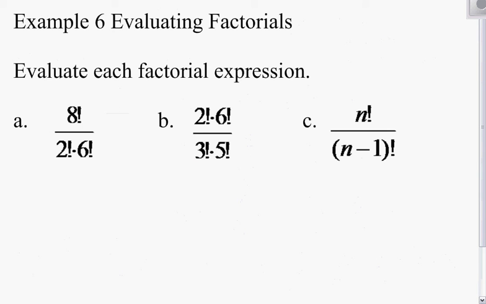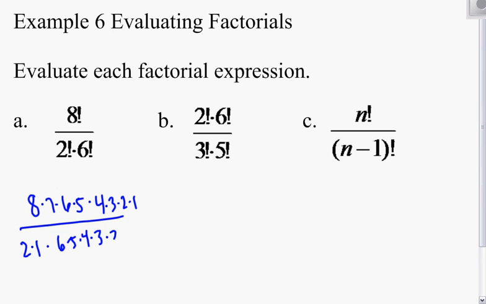Let's look at the next slide, evaluating factorials. Evaluate each factorial expression. So let's work these out. If I were to write this out, it would be 8 times 7 times 6 times 5 times 4 times 3 times 2 times 1. If I were to write the bottom out, I have 2 times 1 times 6 times 5 times 4 times 3 times 2 times 1. What do you notice is the same on top and bottom? Well, I notice that I have my 6 times 5 times 4 times 3 times 2 times 1 on top over the same 6 times 5 and so on on the bottom. They all cancel. And then I notice I have an 8 and a 2. Well, I can divide 8 by 2, and that's 4. So I'm left with 4 times 7, or 28.